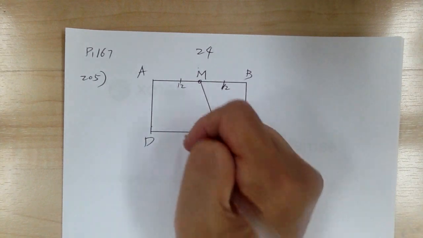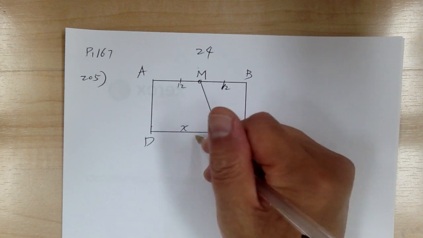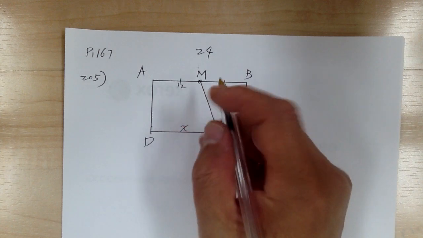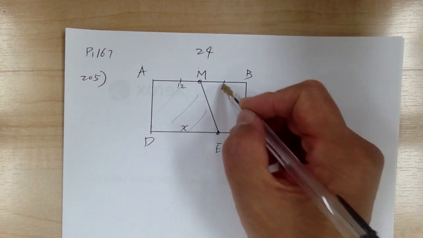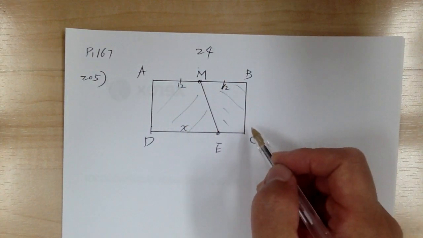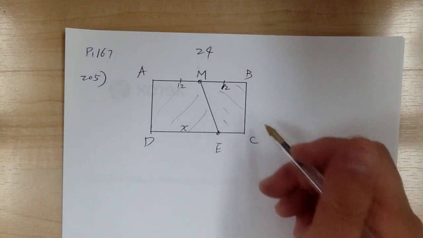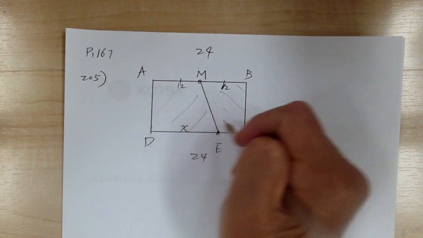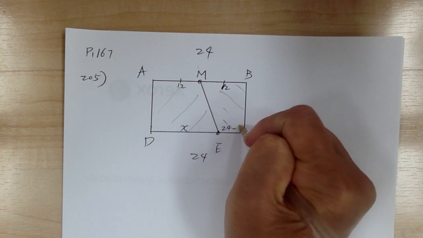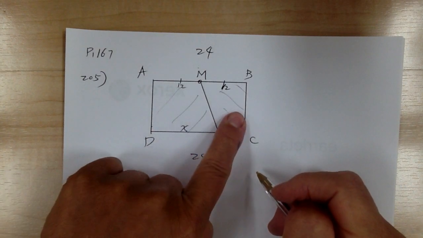And x equals DE, so here's your x. And you're looking for the x such that this area over here equals twice this area. Okay, so you're looking for x. Well, this is 24, so this would be 24 also. So this is x, so this would be 24 minus x. And so this area is twice as this.